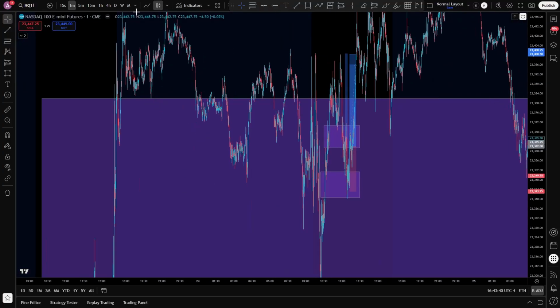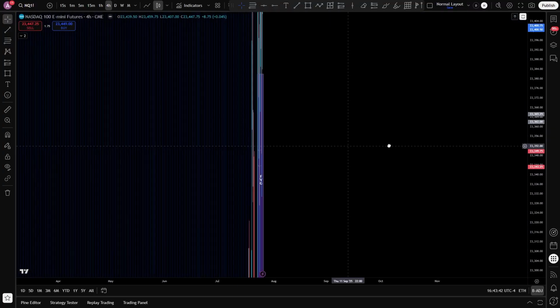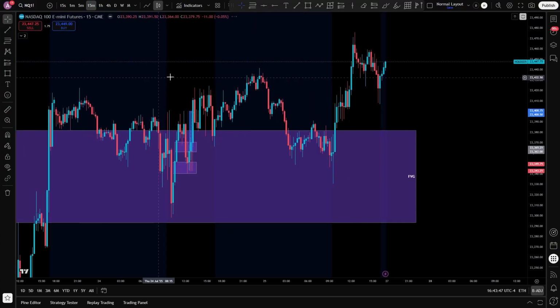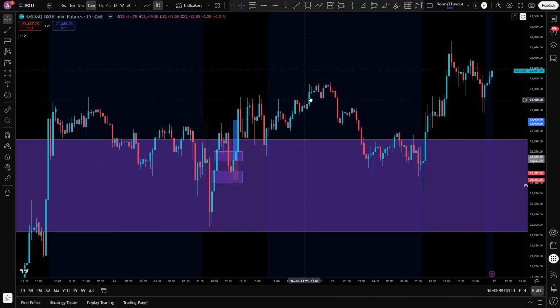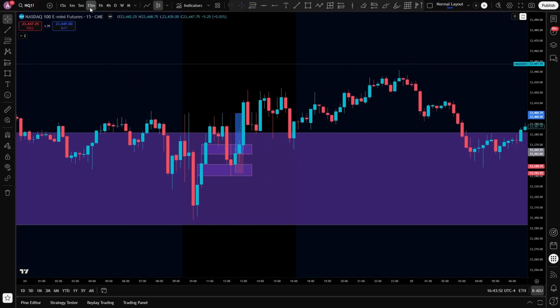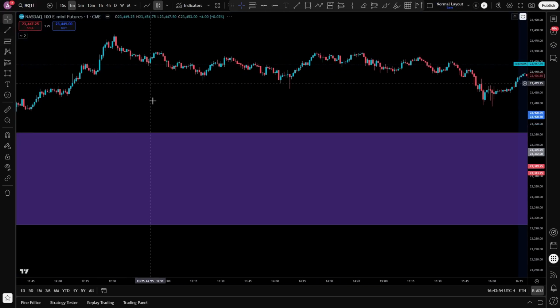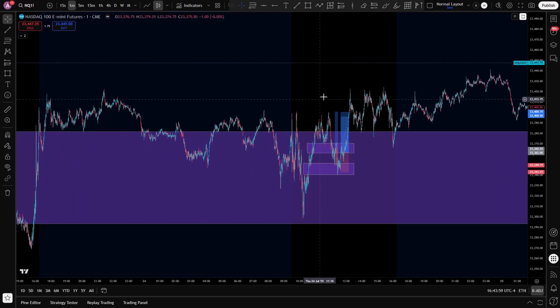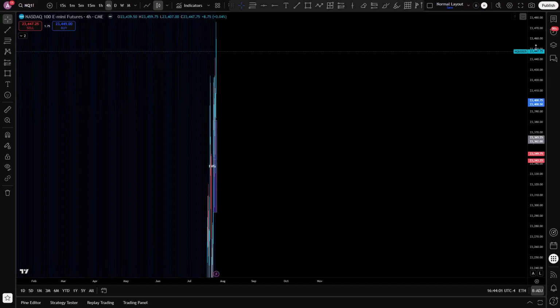Yeah. So we go from the 4-hour, the higher time frame, to the 15-minute, the middle time frame, if that's what you want to call it. And then from the middle time frame, you go to the lower time frame for execution. And then here you execute. So that's how we use it.